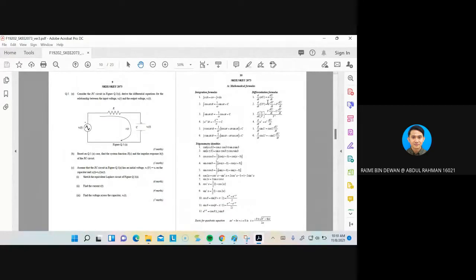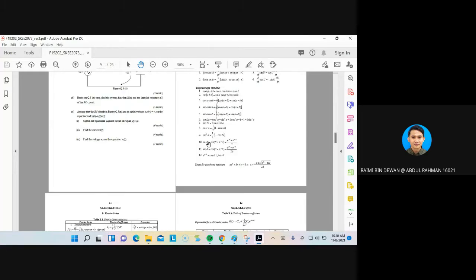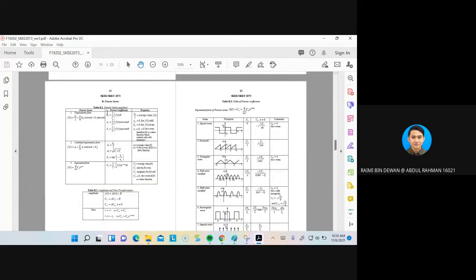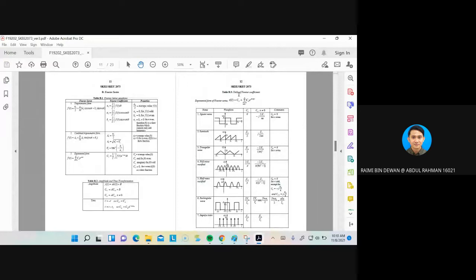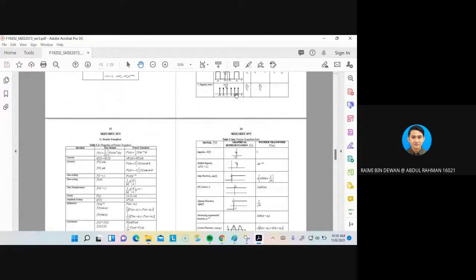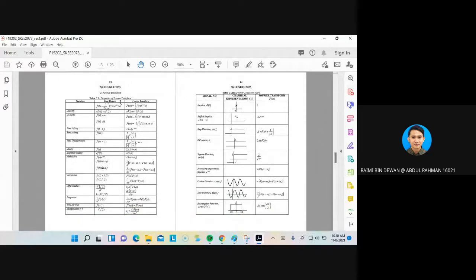Okay, so what is given to you is the integration formula, the trigonometric identities, the Fourier series. You can see the Fourier series given, and this one is also given, Fourier components, and this is Fourier transform. Fourier transform you will learn later on. It is in the later chapter, and then Fourier transform pairs.